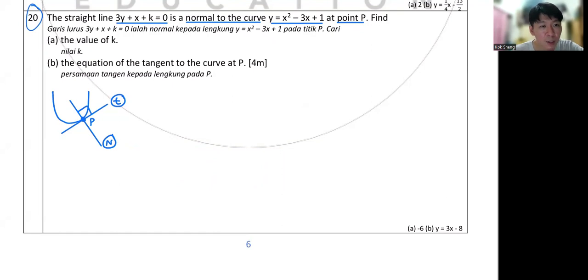So similar to just now, we have the normal equation already, 3y plus x plus k. And we also have the curve, x squared minus 3x plus 1. Okay, good. Any other numbers here? Okay, no more already. So we can now start the first one: find the value of k.